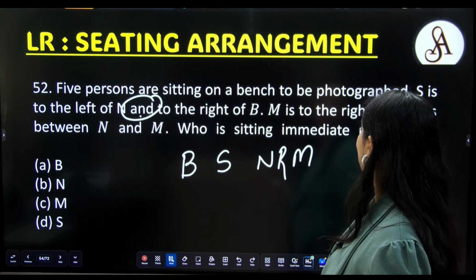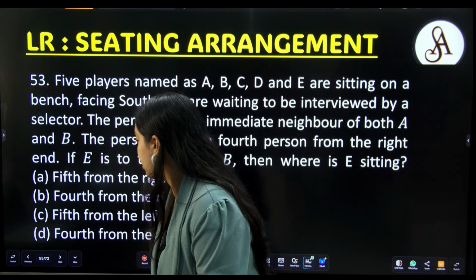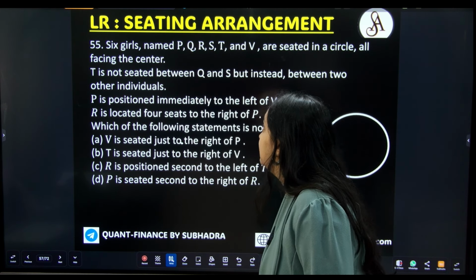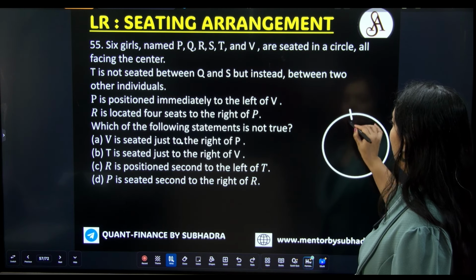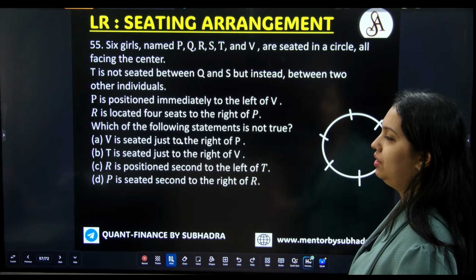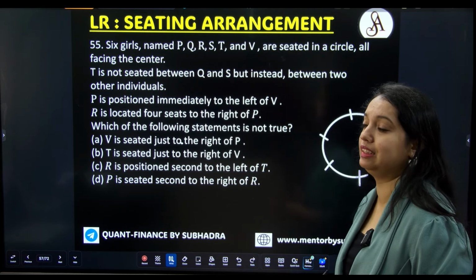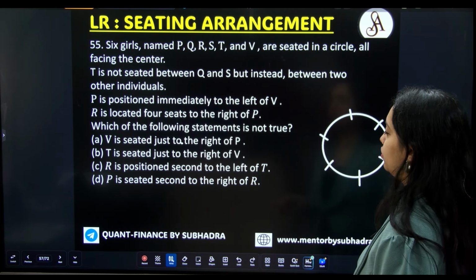O is sitting in the immediate right side of R. M is sitting to the right side of R. 6 girls, namely P, Q, R, S, T, V. Let's start. 1, 2, 3, 4, 5, 6 girls are seated in a circle. All of them are facing towards the center of the circle. Even if they don't mention anything, we always assume everyone faces towards the center of the circle.